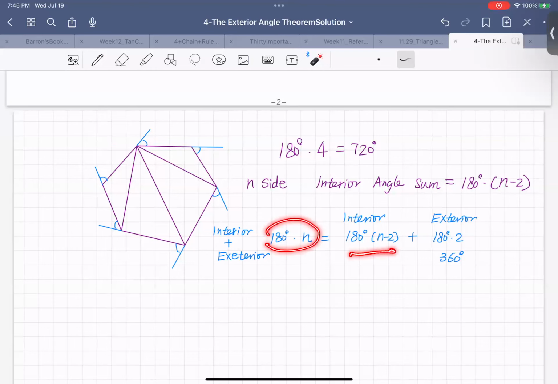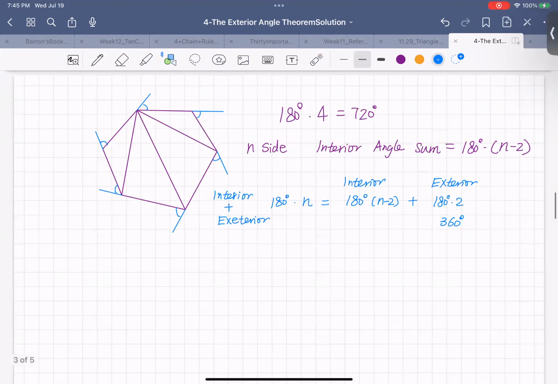This equals this plus this. 180 times n minus 2, plus this, equals that. That's why the exterior angle sum is always 360, no matter what kind of polygon you draw. You can draw a many-sided polygon like this. This one I drew on purpose with many sides. Yeah, see? This polygon has so many different sides.